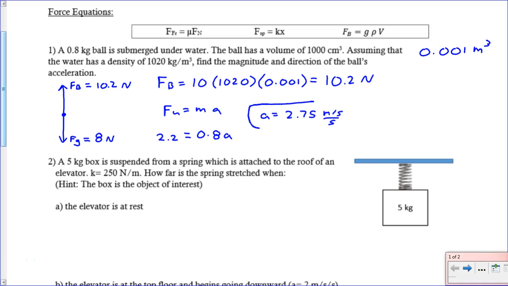All right, and then as one last thing here, I asked for the direction as well. It's going to be in the upward direction. It will be accelerating upward.